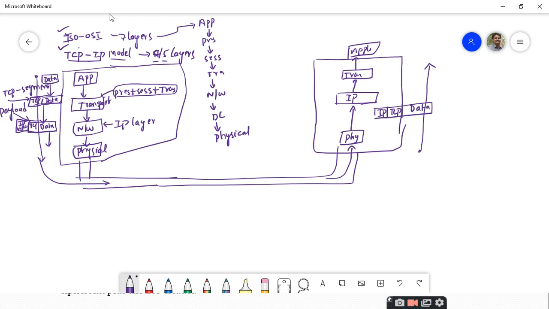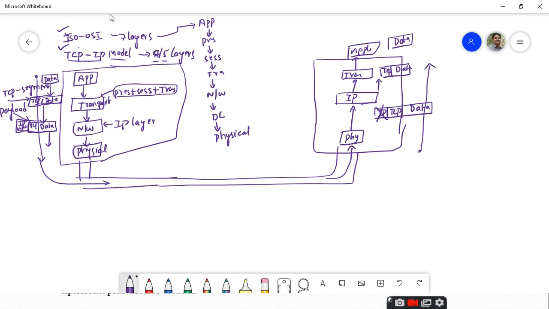It will do the necessary processing at the IP layer, and the IP header will be removed, and the remaining part will be transmitted to the transport layer. The remaining part is nothing but the TCP header as well as the data. And at the transport layer of the destination, the TCP header will be processed and the remaining data will be transmitted to the application layer. Therefore, you will be getting the data here.